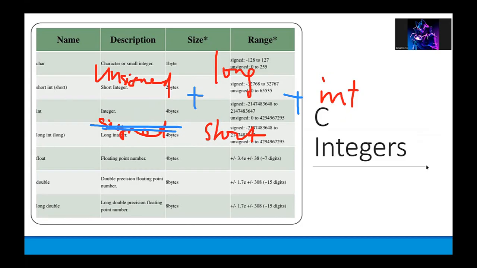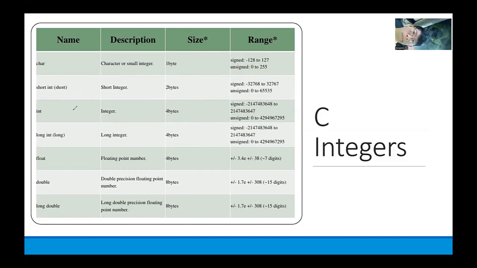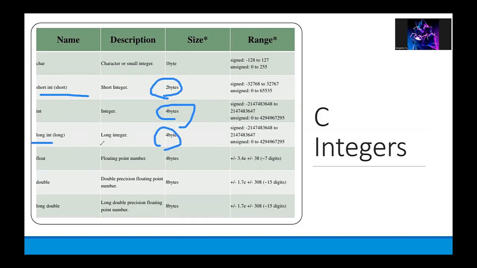And as for how many bytes there are, different compilers may come up with different numbers. So int may be 4 bytes, short may be 2 bytes, long integer may be 4 bytes, but there is another type called long long integer that actually is 8 bytes. So let's look at this one.